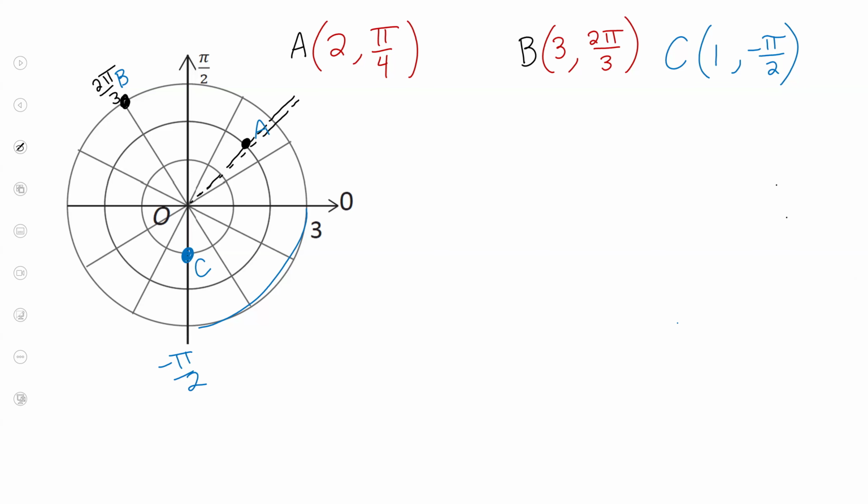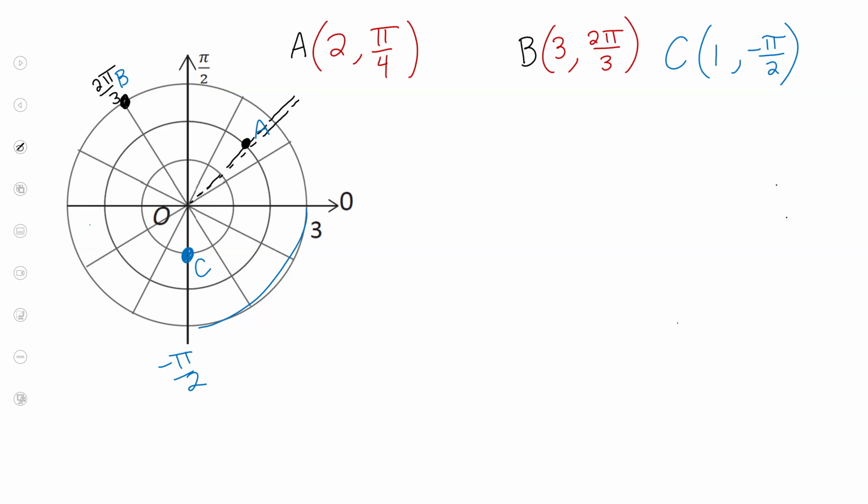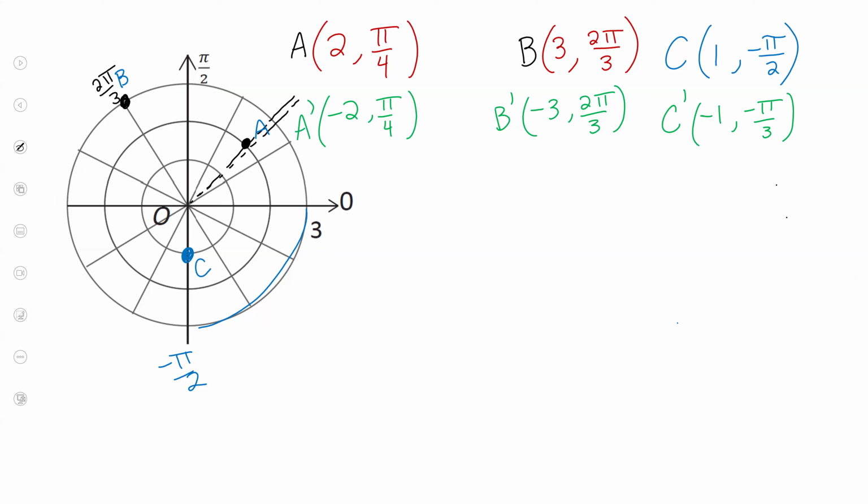Okay, now that you have these, I'm going to do this in green. Give me negative 2, pi over 4. Where do you think that would be? Negative 2, pi over 3. Where do you think that would be? Negative 1, negative pi over 3. Where do you think that would be? I'll call these primes. I'll give you guys a moment to think about it.